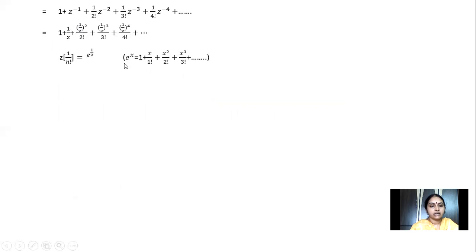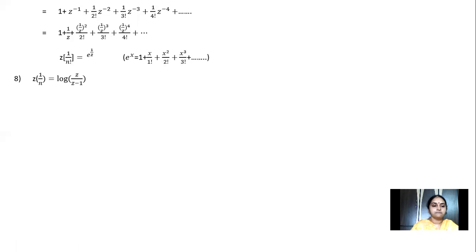Now you see here e power x. What is the series for e power x? 1 plus x by 1 factorial, plus x square by 2 factorial, plus x cube by 3 factorial, and so on. You just apply this formula for the series. What is x here? x is 1 by z, so you can write e power 1 by z. The formula is Z of 1 by n factorial equals e power 1 by z. This is the same process for every formula; you are applying the same process.